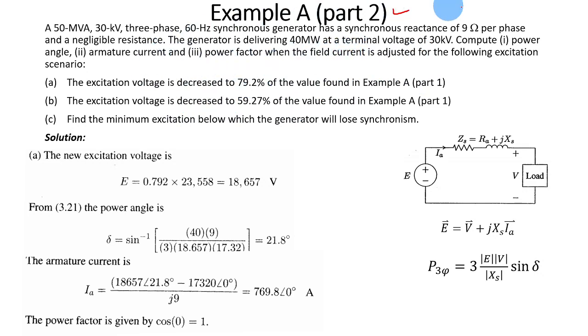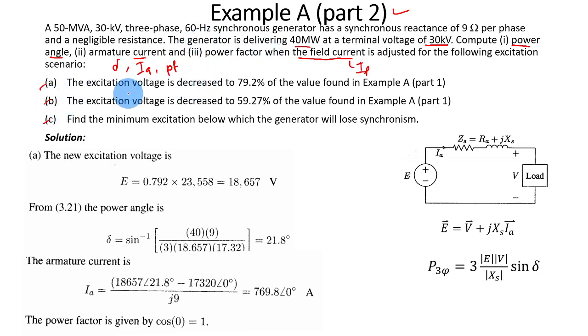This is the same generator. Now the generator is delivering 40 megawatt initially at terminal voltage 30 kV. The problem is to compute the power angle delta, the armature current, and the power factor. These 3 parameters, when the field current is adjusted for the following excitation scenarios, so what will be these 3 parameters under these 3 different situations.